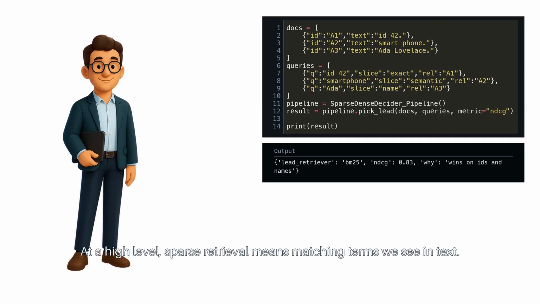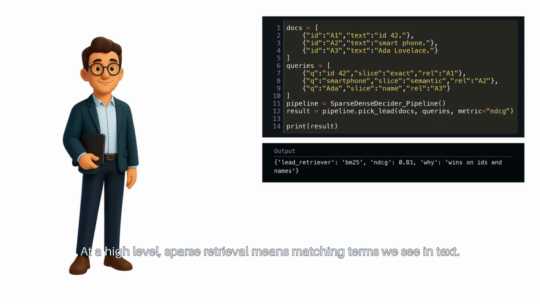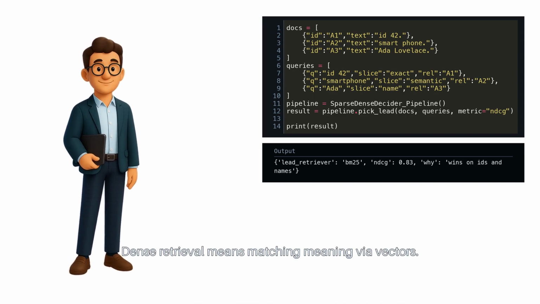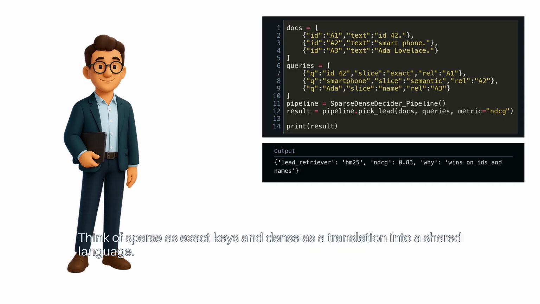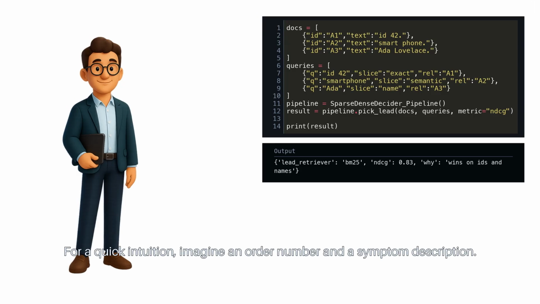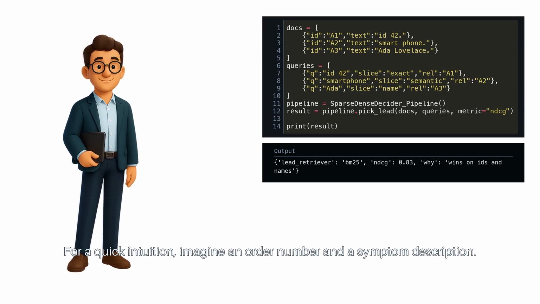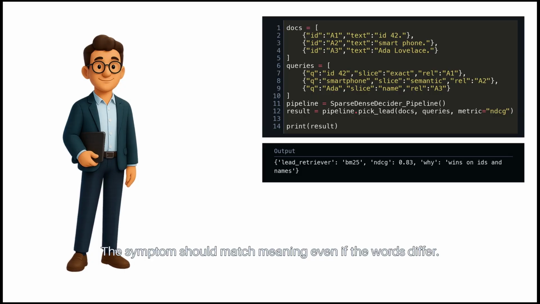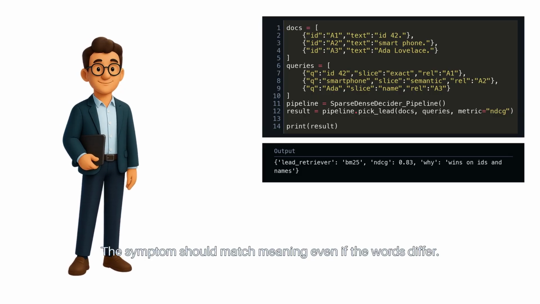At a high level, sparse retrieval means matching terms we see in text. Dense retrieval means matching meaning via vectors. Think of sparse as exact keys, and dense as a translation into a shared language. For a quick intuition, imagine an order number and a symptom description. The number should match exactly. The symptom should match meaning, even if the words differ.